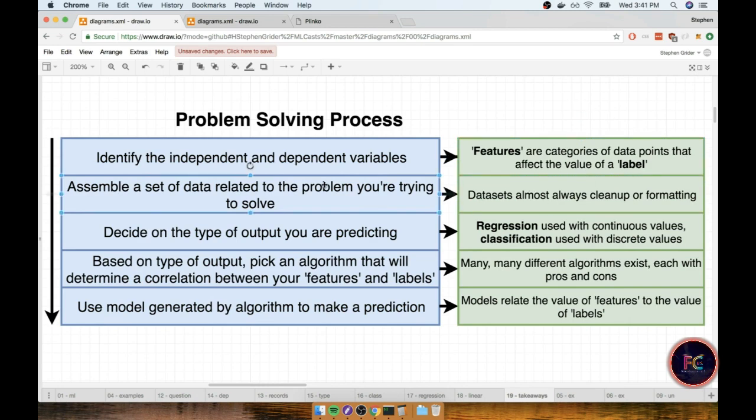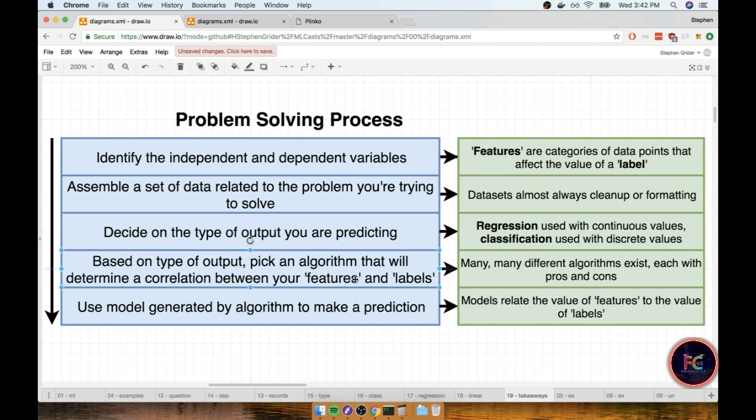The next thing we did was assemble a data set. Again, a big thing that I'm going to harp on throughout this course is that a lot of times the data we want to make use of is not always going to be nicely packaged for us. So sometimes we might have to do a lot of formatting or essentially put this data together by hand to be able to have some data set to work with. The next thing we did was decide on the type of output that we were trying to predict, or the type of algorithm that we would probably want to use. We said that regression is used anytime that we are trying to predict continuous values, and we use classification anytime that we are trying to predict discrete values, or values that belong to a small pool of possible values.